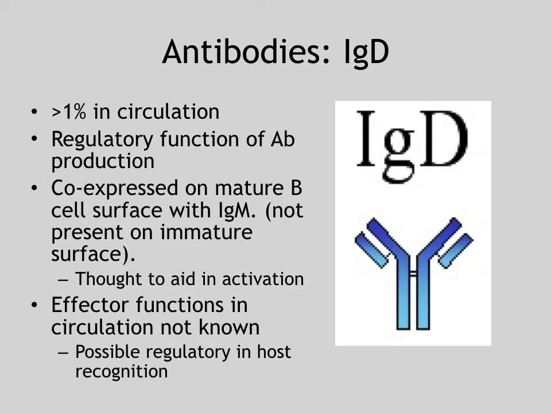Here we have the IgD antibodies. Now, IgD antibodies make up just over 1% of the antibodies found in circulation. They are co-expressed on the surface of mature B cells with an IgM, but not on the surface of effector or memory B cells. They are thought to play a role in activation of these B cells during antigen presentation, but their function in circulation is not really understood. We're not really sure what they're supposed to do.